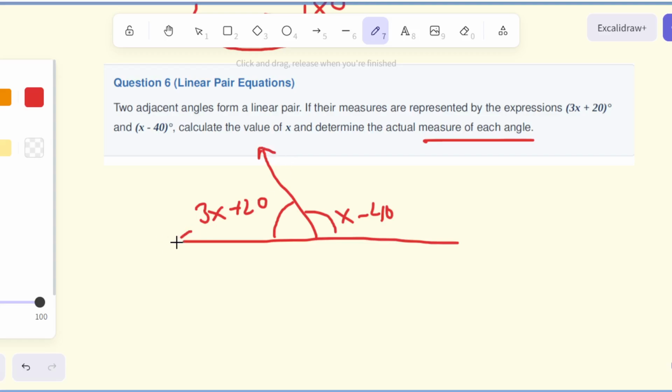Let me read it out once more. The two sides of the angles lining up, and if the measures are represented by the expressions, we can calculate the value of x. Okay. All good, right? So how will you proceed, buddy? How will you do this question?